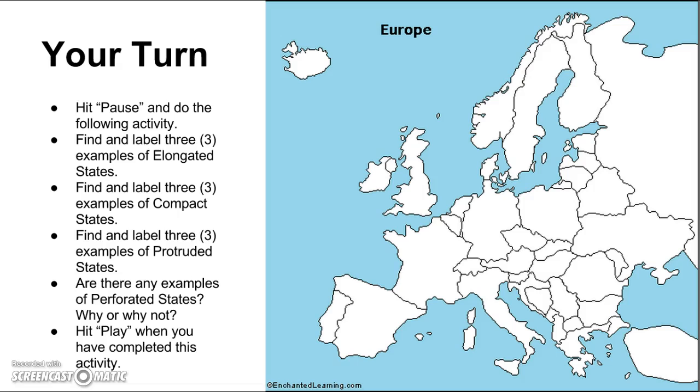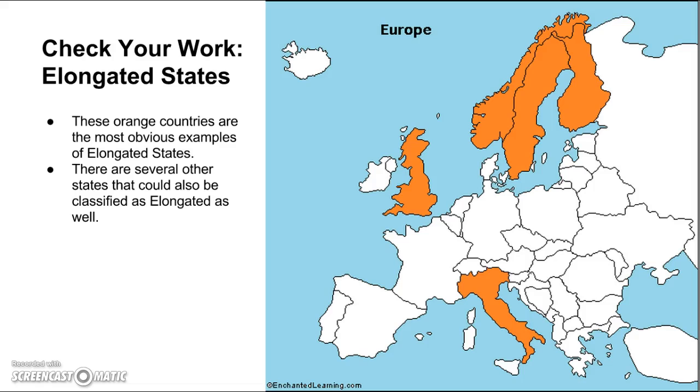Now that you have found the examples of these different states, let's look at a few examples here of what I found. So the first, check your work, the elongated states. These orange countries here are the most obvious examples of elongated states. There are also several other states that could be classified as elongated, but these are the most obvious ones.